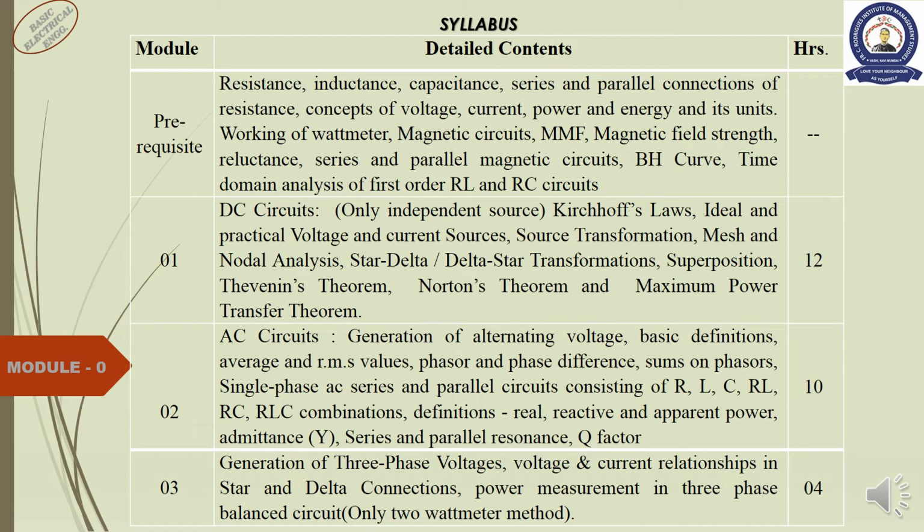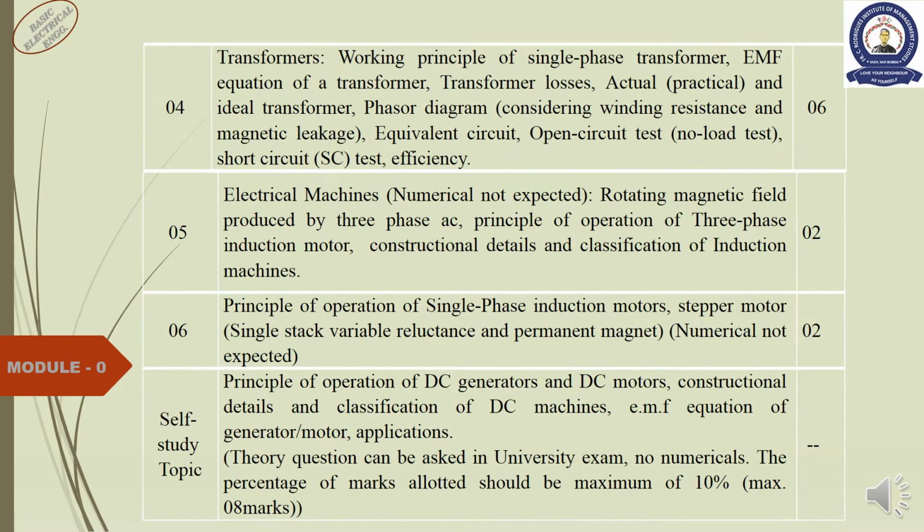This is the syllabus for the basic electrical subject. First you have the prerequisite, which you are supposed to know, but I am going to cover the basic concepts of basic electrical engineering that you require for the subject as of now. Later, module 1 includes DC circuits, module 2 AC circuits, module 3 is three phase generation, module 4 is transformer, module 5 is electrical machines, module 6 is single phase induction motor.